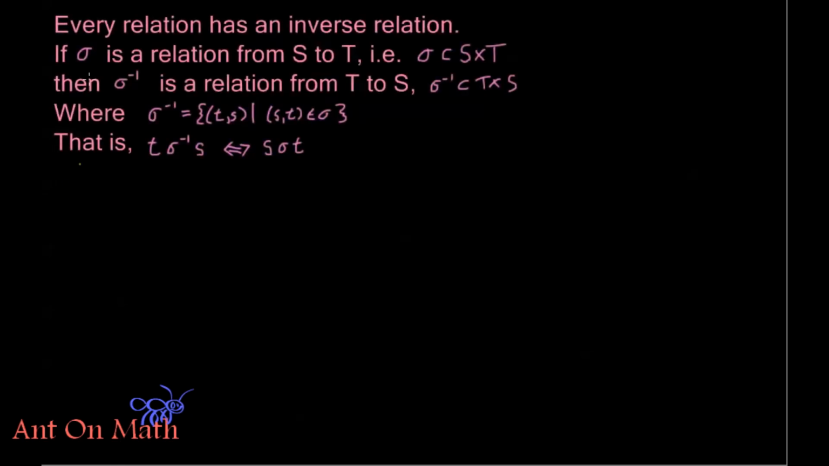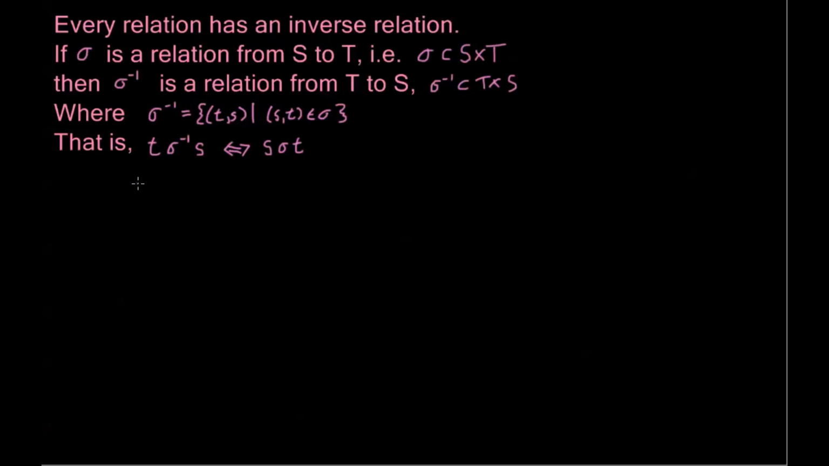Every relation has an inverse relation. Now if sigma is a relation from S to T, we know then that sigma is a subset of S cross T. Then sigma inverse, and we write this with the power -1, which means inverse, is a relation from T to S. Or in other words, sigma inverse is going to be a subset of T cross S, where sigma inverse is all of the ordered pairs (t, s) that correspond to ordered pairs (s, t) in sigma. So in other words, if t sigma inverse s, that means that s sigma t, and vice versa.